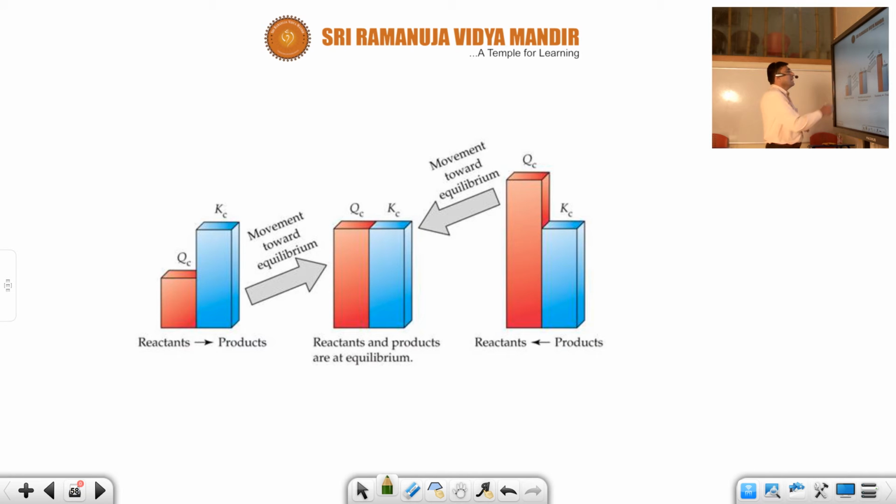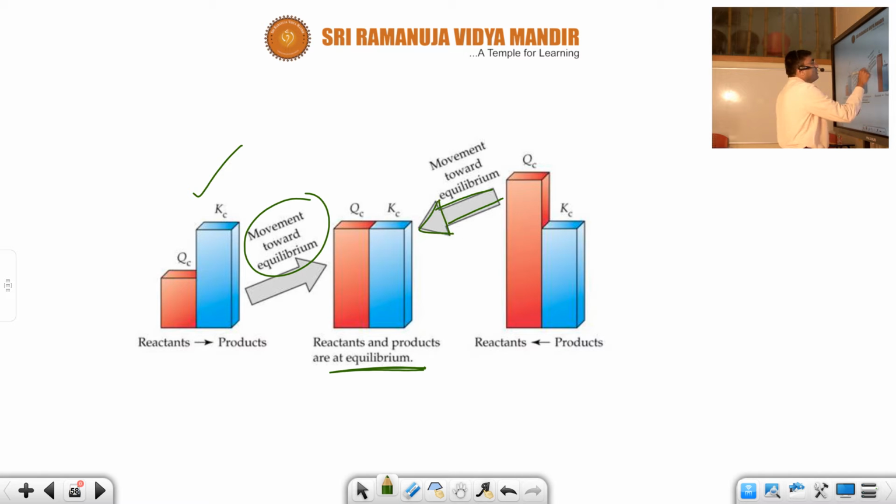You can see clearly the K value magnitude is very high and the movement is forward. In this case it is equal, so it is the equilibrium condition. Similarly, here the movement is in the backward direction. That means here Q is greater than K. Here K is greater than Q.